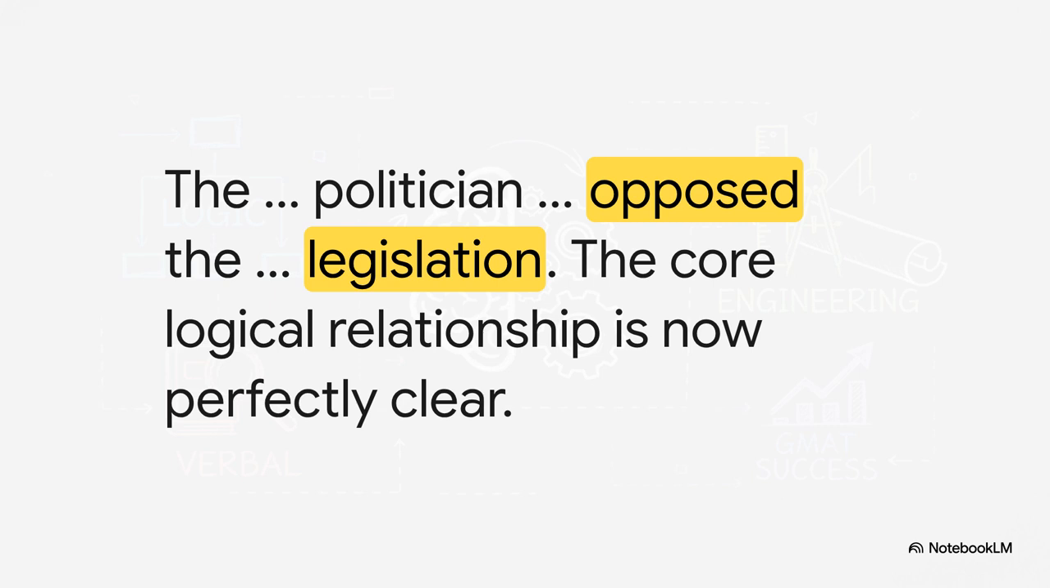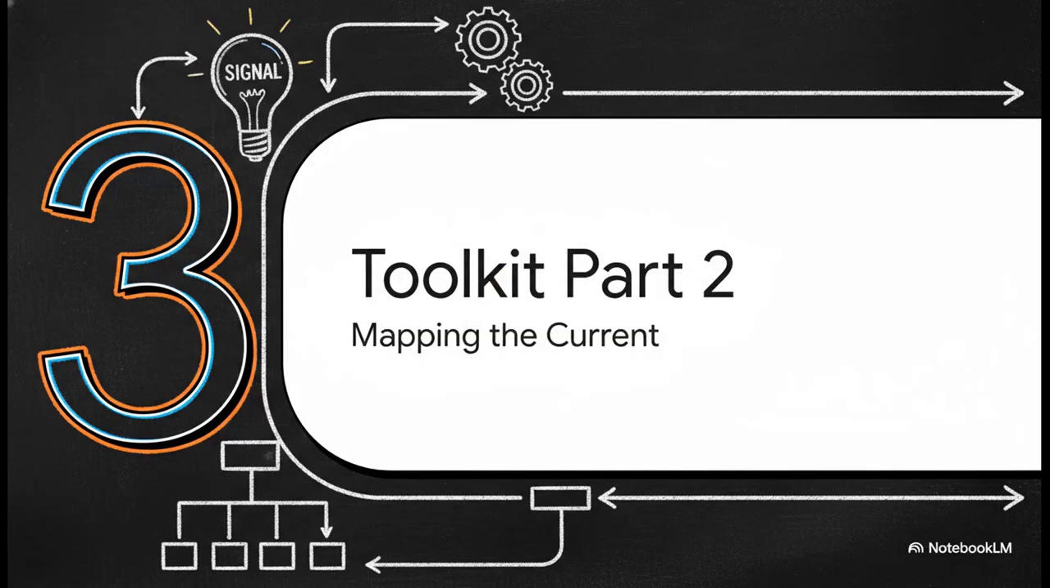And it took what, like 2 seconds to find it? Okay, so we've cleared the signal of all that noise. What's next? Well, now we map its path. In this second part of our toolkit, we're going to learn how to literally trace the logical current from the beginning of the sentence all the way to the end.